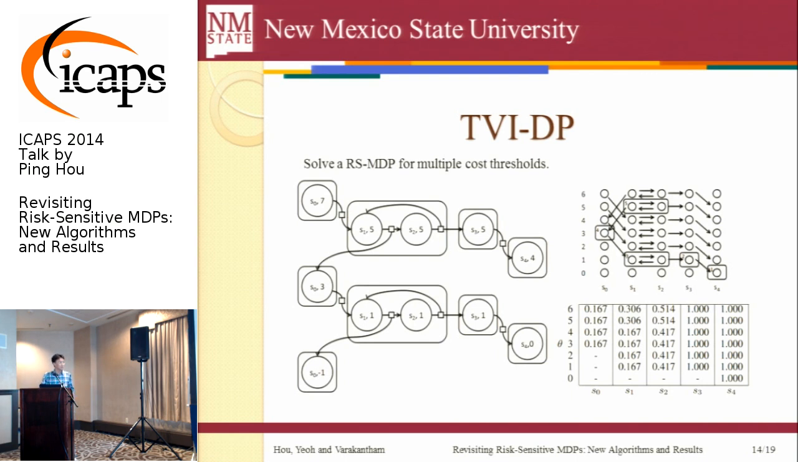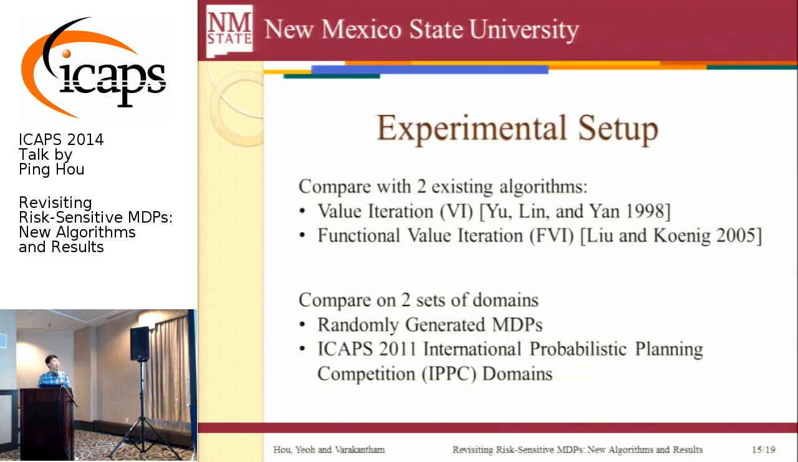So finally, you can get the full table of the reachable probability. This is good for situations where, let's say, you don't know the cost threshold in advance, or you want to solve a risk-sensitive MDP for multiple possible cost thresholds. Then TIDP is a better choice.